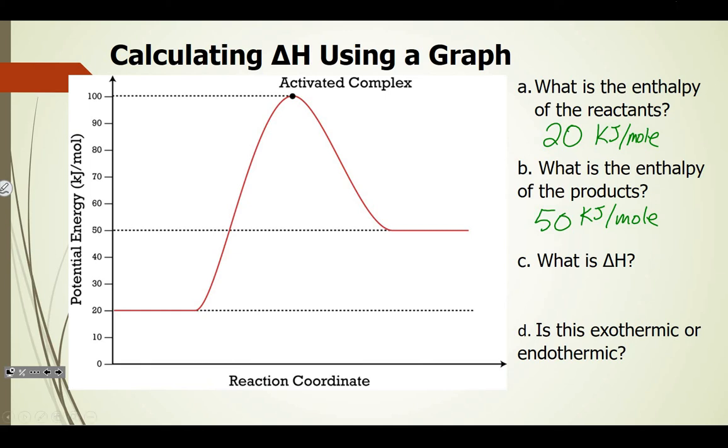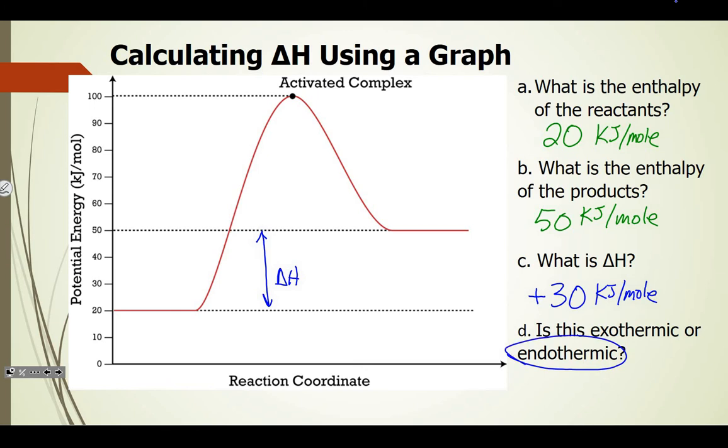Okay, what is the delta H? What's the change? What was the change? 30. Good. How'd you get it? Right, we just want this distance from here to get delta H. Is it a positive or is it a negative? That's important. Is it a positive or is it a negative? It's positive because I have to put it in, right. So positive, and I would write the 30 kilojoules per mole, so I can see that it's positive. Okay, is this exothermic or endothermic? Endo, how did you know? It ends up higher, right? So I have to put heat energy in, so it's endo.